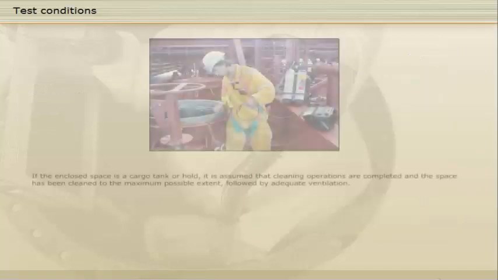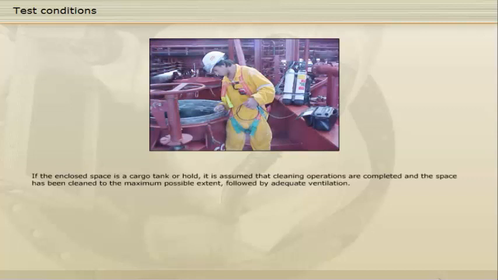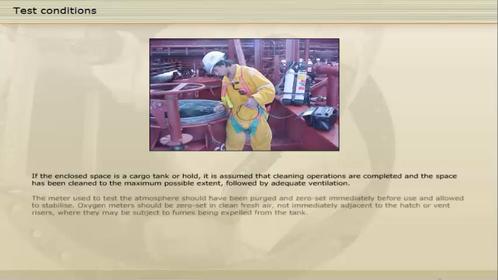If the enclosed space is a cargo tank or hold, it is assumed that cleaning operations are completed and the space has been cleaned to the maximum possible extent, followed by adequate ventilation. The meter used to test the atmosphere should have been purged and zero set immediately before use and allowed to stabilize. Oxygen meters should be zero set in clean fresh air, not immediately adjacent to the hatch or vent risers, where they may be subject to fumes being expelled from the tank.